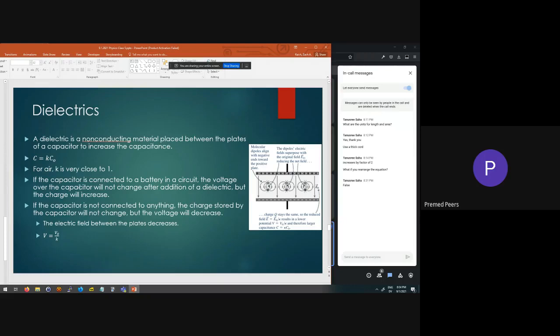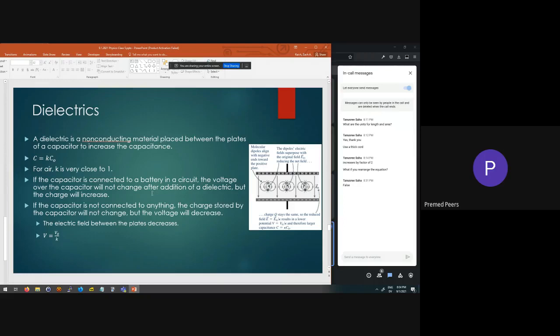So if you're asked questions about this, it's important to know the difference about when is charge the same and when is voltage the same. So they might ask you to compare a capacitor with and without a dielectric, or they may say, okay, we're going to put a dielectric in between this capacitor while it's charged.